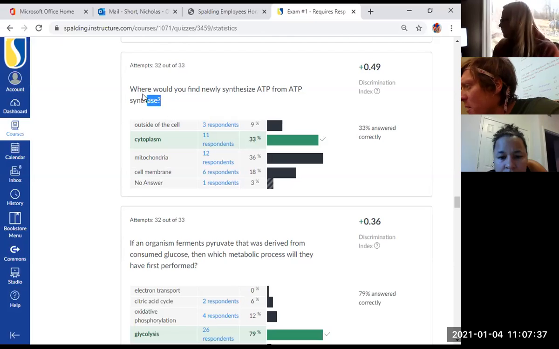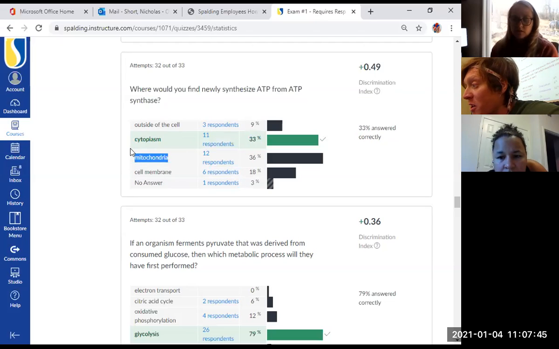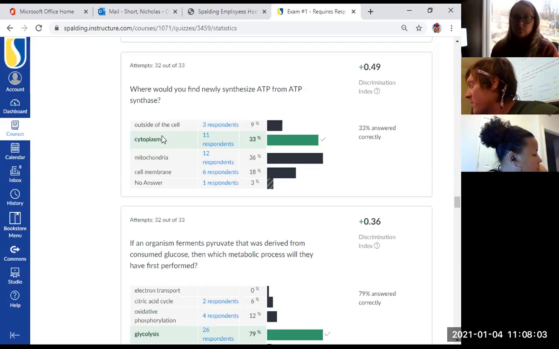Okay, in this question, so where would you find newly synthesized ATP from ATP synthase? If you put mitochondria, then I gave you credit for this. Because what I should have done is put in a prokaryote, but since I didn't, eukaryotes will have their newly synthesized ATP in the mitochondria. So I accepted either cytoplasm or mitochondria here.